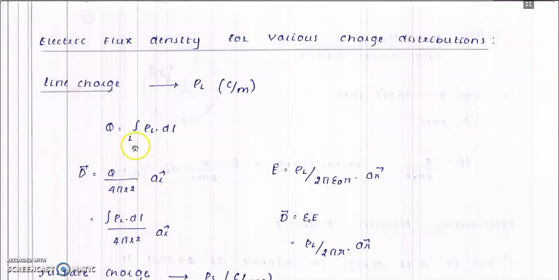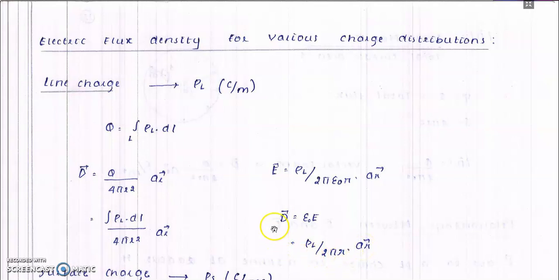Finally, in terms of Q we are going to substitute the integral of rho L into dl. While substituting rho L into dl, the equation becomes the integral of rho L dl divided by 4 pi R square into AR vector. In general, I know the formula for electric field intensity for a line charge, which is rho L divided by 2 pi epsilon naught R into AR. Generally D is equal to epsilon naught into E. So substituting here, it is equal to rho L divided by 2 pi R into AR vector.